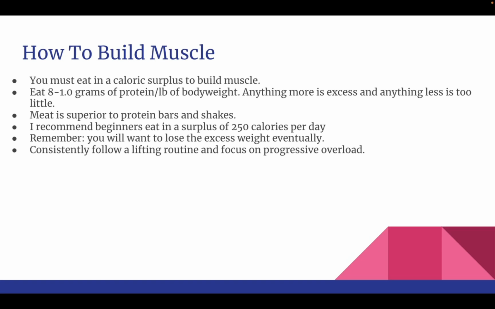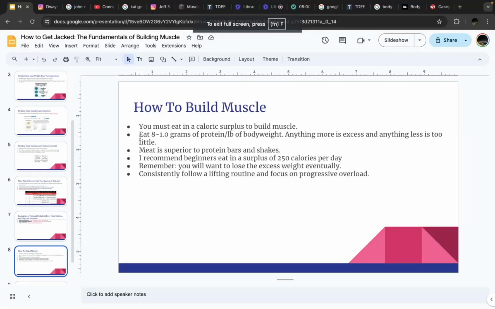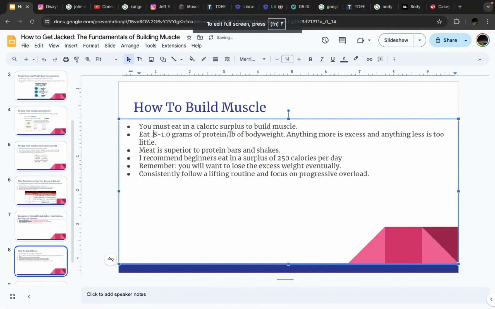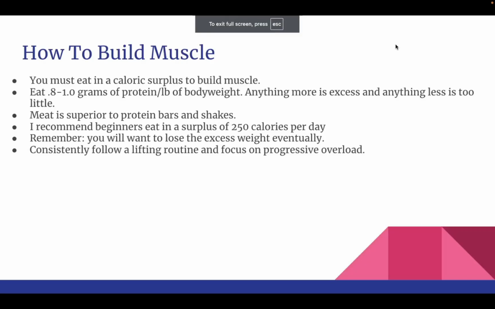Now, whenever you're building muscle, you want to eat between 0.8 to 1 gram of protein per pound of body weight. Anything over 0.8 to 1 grams of protein per pound of body weight is excess, and anything under is too little. So a good rule of thumb is to eat 0.8 to 1 gram of protein per pound of body weight per day.